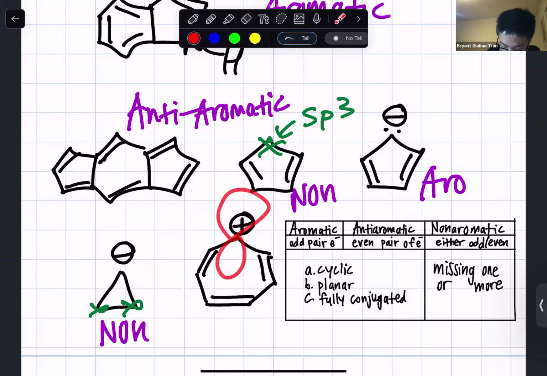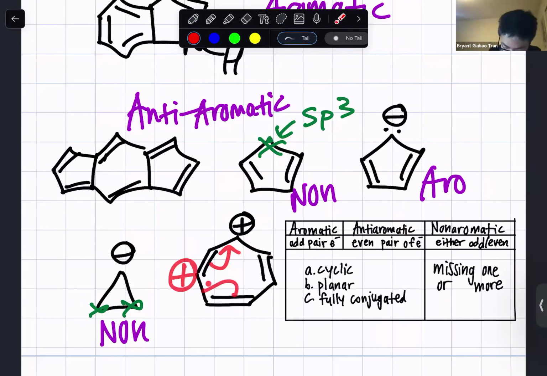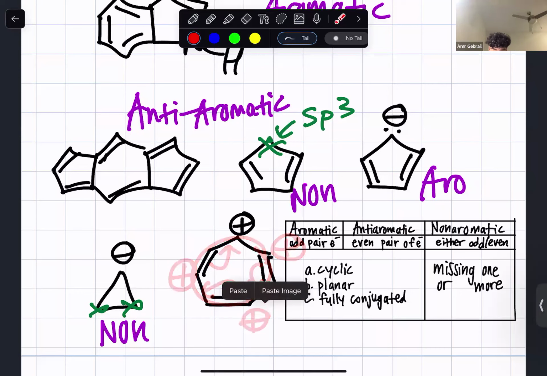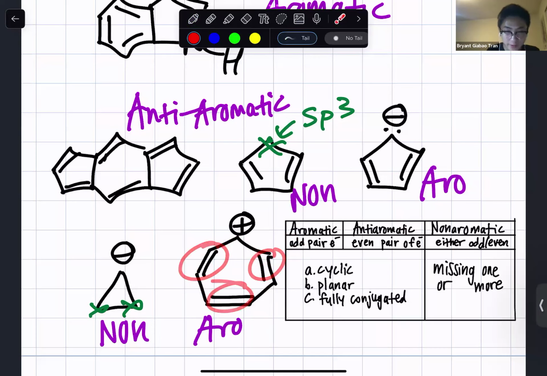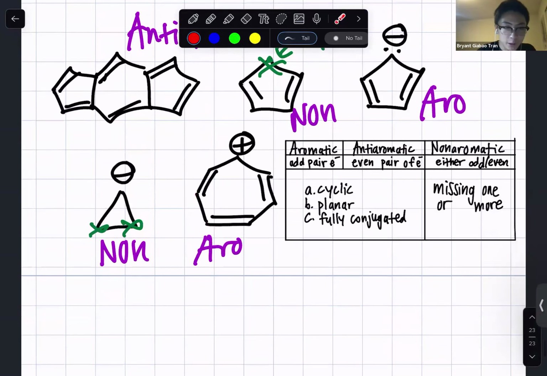No electrons there, giving that a positive charge, and it is fully conjugated because we could do resonance there and have the carbocation go here, and then do resonance again, have the carbocation go there, do resonance again, have the carbocation go here. So we could do resonance all throughout the ring here. Okay, so this would be aromatic. Yeah, this would be aromatic. Three pairs of electrons. 1, 2, 3. Odd. Aromatic. Nice.